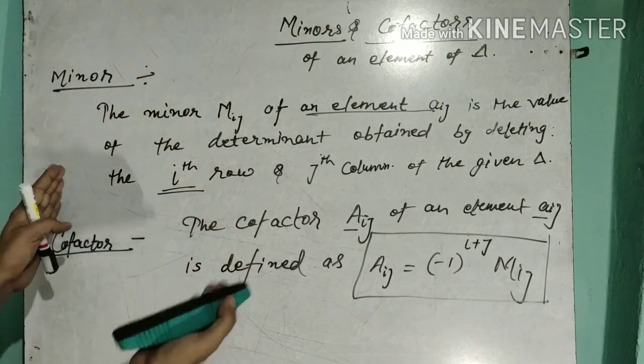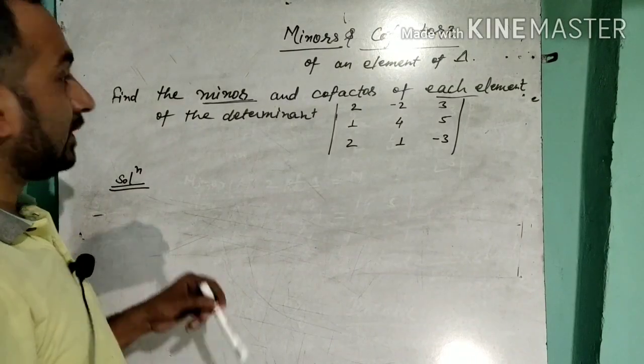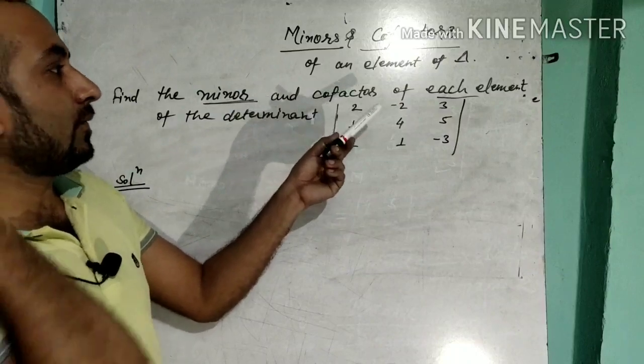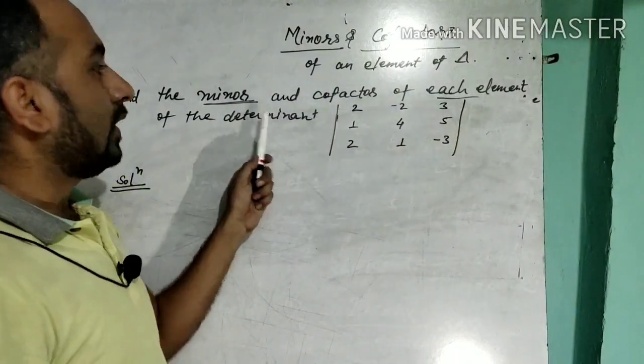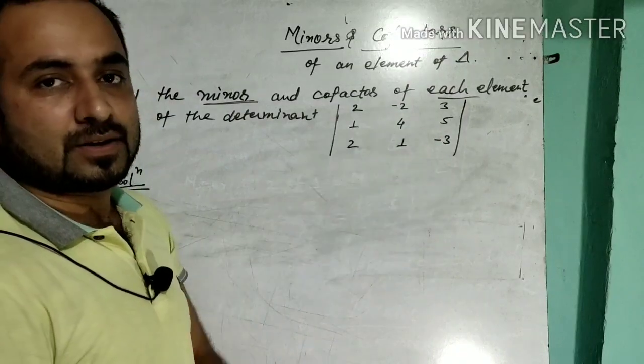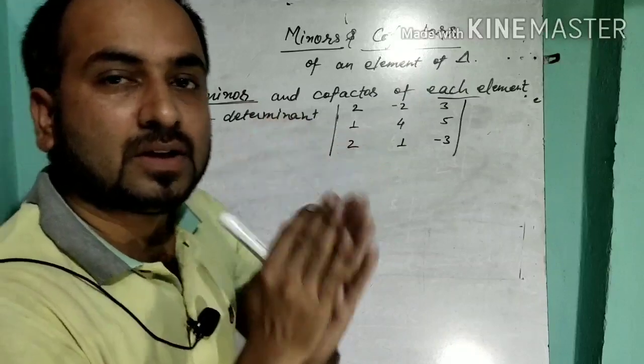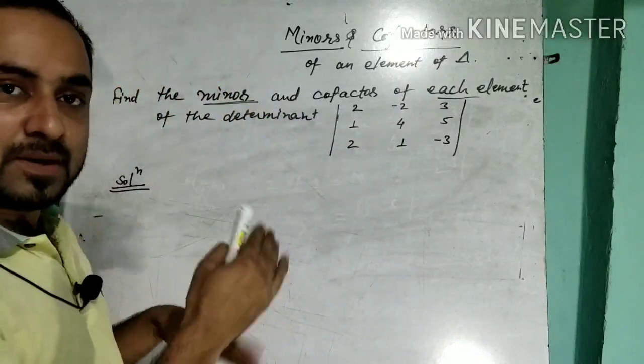It's the definition. If you want to write, you can. So finally, students, I have come with a question. Find the minor and cofactor of each element of the determinant 2, -2, 3, 1, 4, 5 and 2, 1, -3, where 2, -2 and 3 are called the elements of the determinant. Okay, so one by one I will find out.